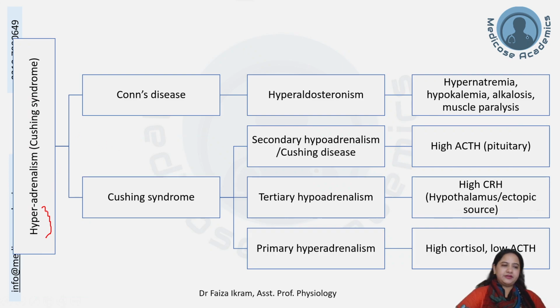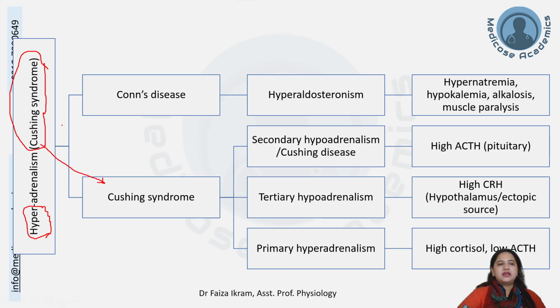Moving towards hyperadrenalism, it will again lead to production of excessive mineralocorticoids, glucocorticoids, and androgens, all the three classes of hormones from the adrenal cortex. The other name for this is Cushing syndrome. Hyperadrenalism caused by either primary, secondary, or tertiary causes can be labeled as Cushing syndrome.